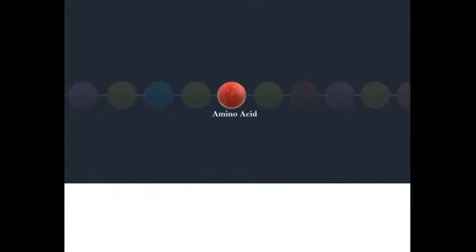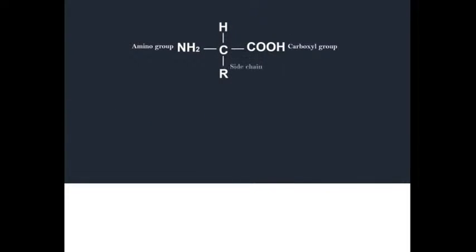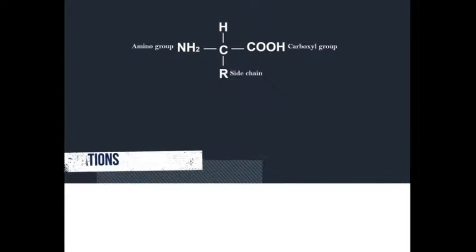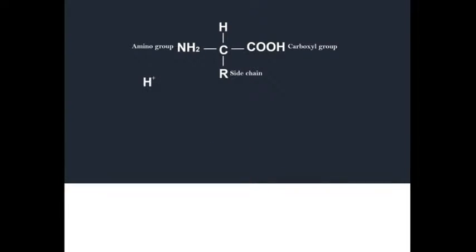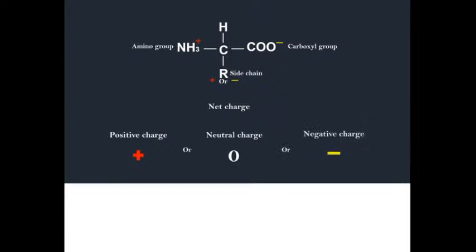Amino acids are organic compounds that contain amine and carboxyl functional groups, along with a side chain specific to each amino acid. Depending on the pH of their environment, the amino group can be protonated and become positively charged. The carboxyl group can be deprotonated and become negatively charged, and the side chain of some amino acids can become positively or negatively charged due to the gain or loss of protons. So, the net charge on the molecule can be positive, neutral, or negative.